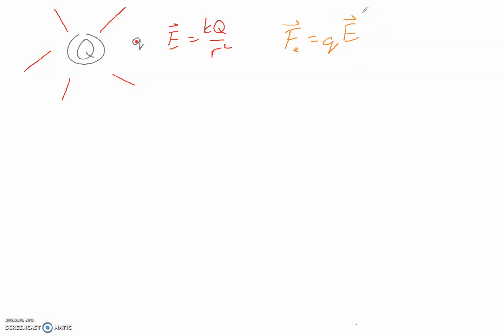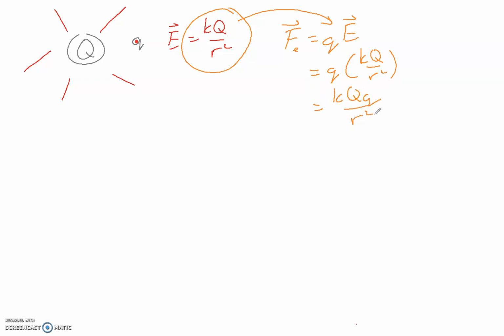But when there's point charges, it's not a uniform electric field. So what we can do is we can take this and put it into there, which then takes into account the changing electric field from the point source. So if we put that in there, it then becomes Q, and then we've got the kQ over r squared. And we just clean this up a little bit, and you end up with kQq over r squared. And that's how you can calculate the force between two charges.